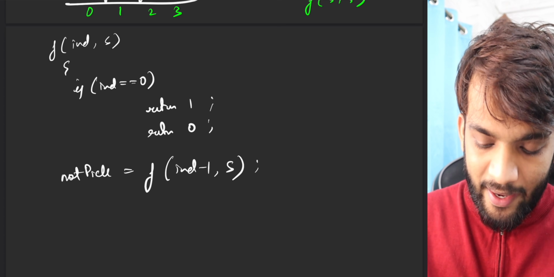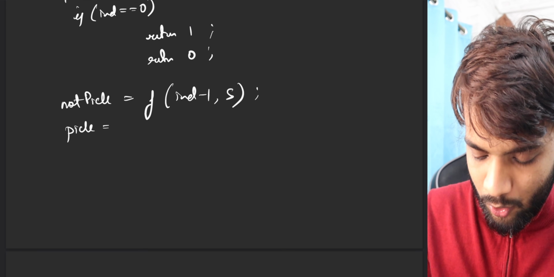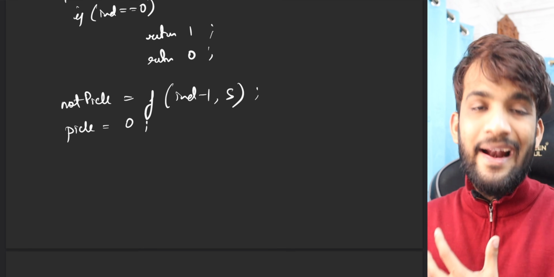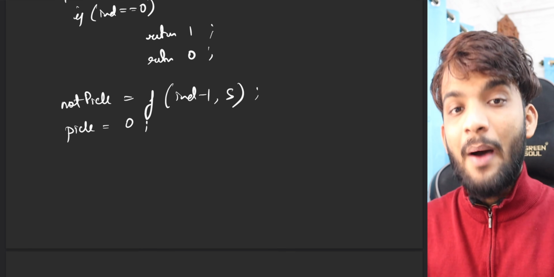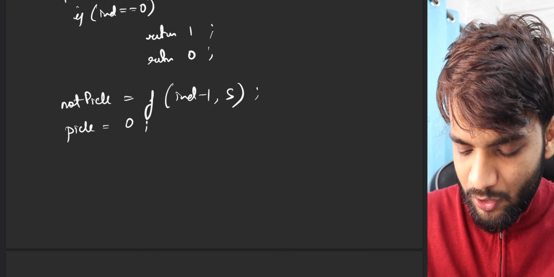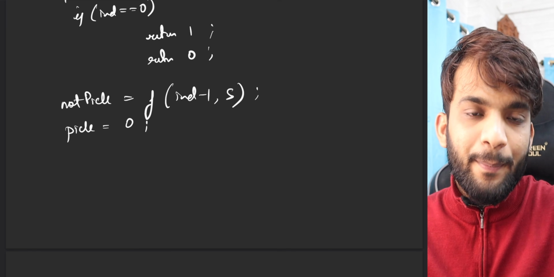Perfect. When can you pick is my question. Assuming as of now you have not picked it, let's keep it at 0. Why 0? Because we are adding up. We are looking for the number of ways. So we'll keep it 0. Now the question arises, when can we pick?